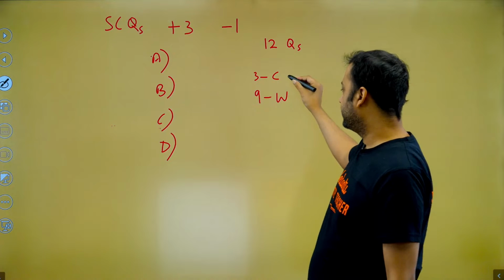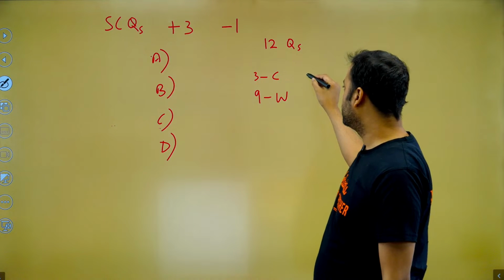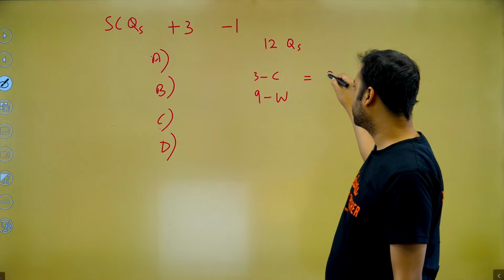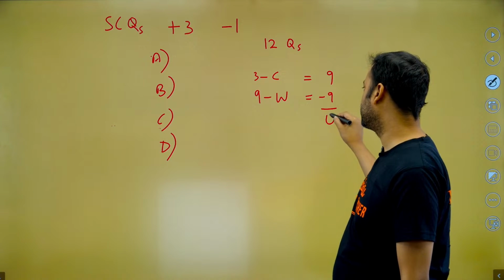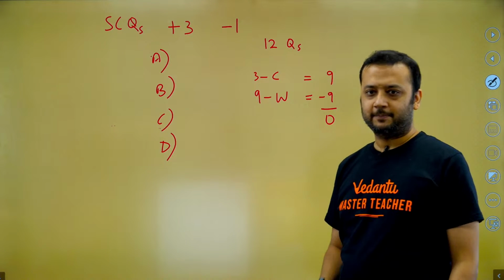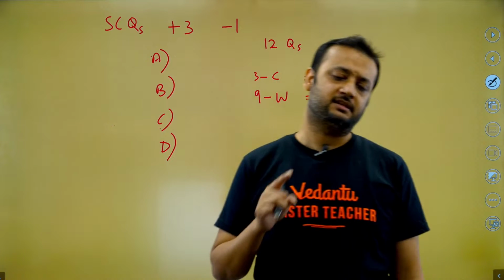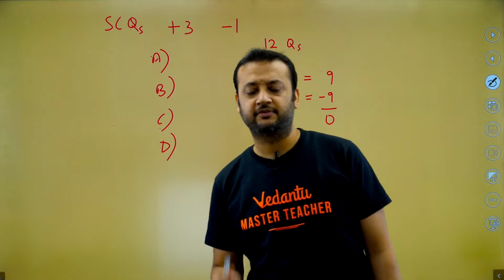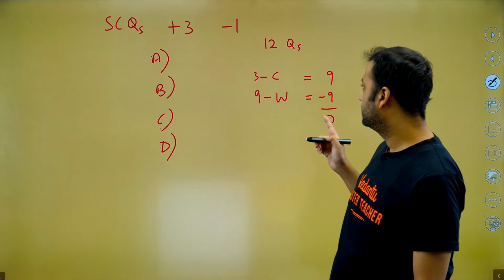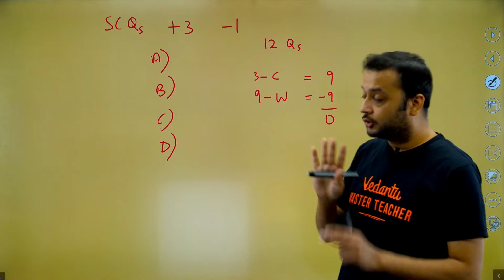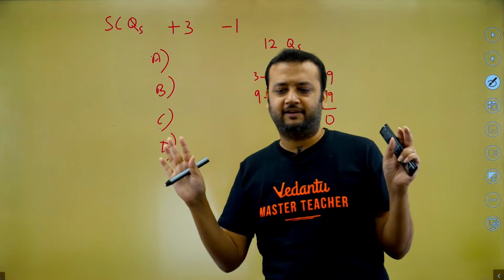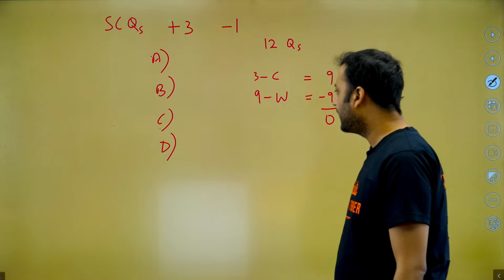So 3 questions correct and 9 questions wrong. How much will this give you? This will give you 3 times 3, that is 9 marks. But since you have got 9 wrong also, this is becoming -9. So net marks comes out to be 0. So this happens if you are doing wild guessing.